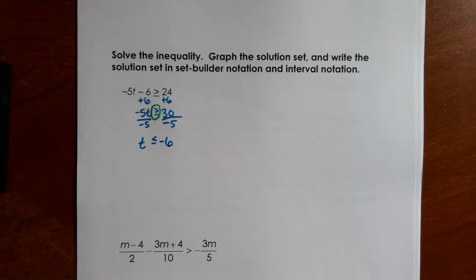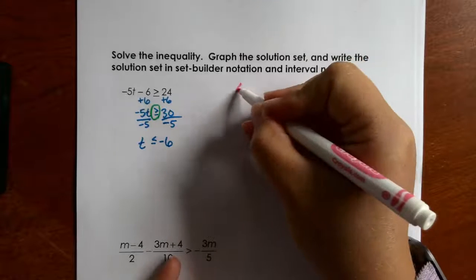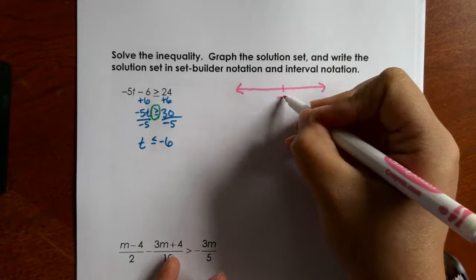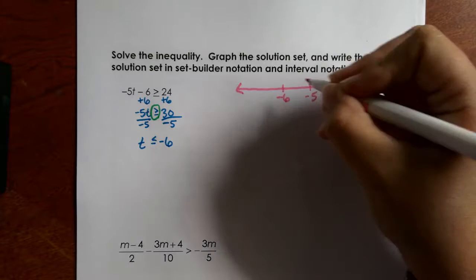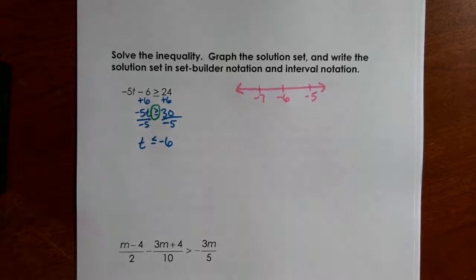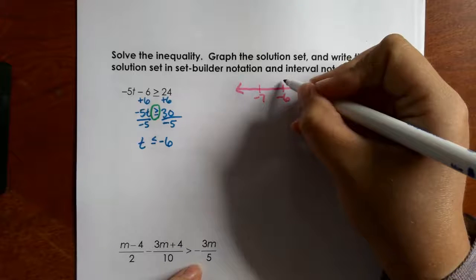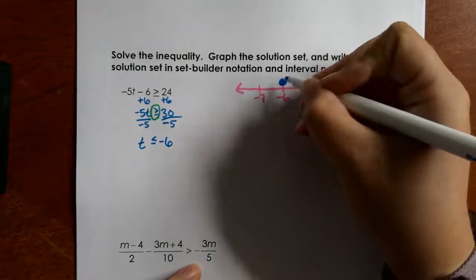To graph my inequality, I make a number line. I need to make sure negative 6 shows up on that number line. I know that negative 5 would be to the right, negative 7 to the left. The less than or equal to tells me I need a filled in circle at negative 6, arrow going to the left.